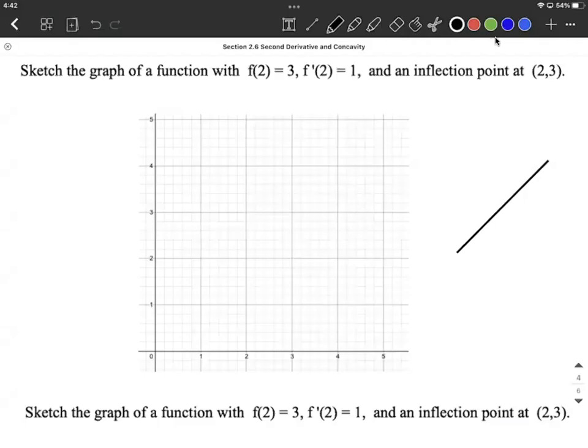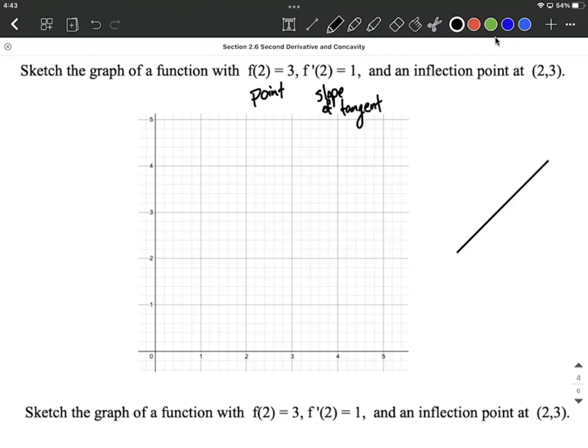Okay, working on sketching a graph with some given information. First of all, we know f of 2 equals 3. Because we're plugging into the original function, that's telling us a point that's actually on the graph. f prime of 2 equals 1. This is the slope of the tangent line to the graph at 2.